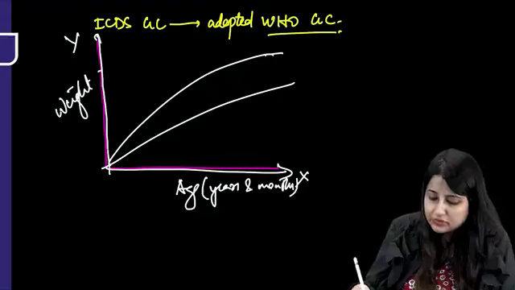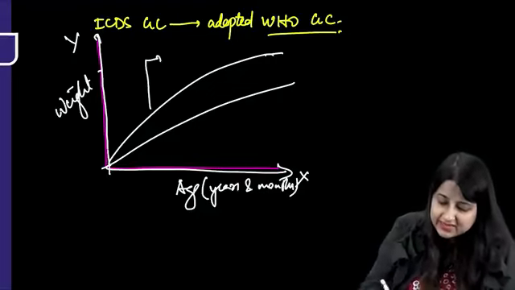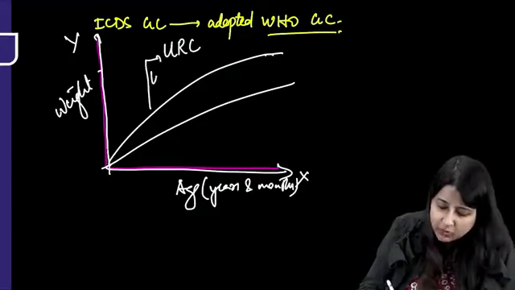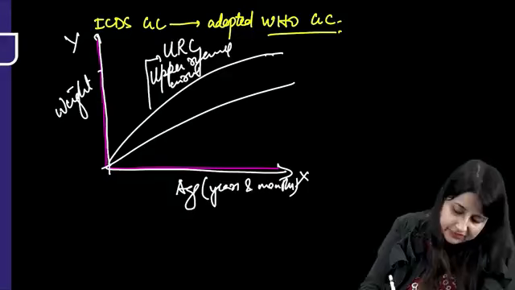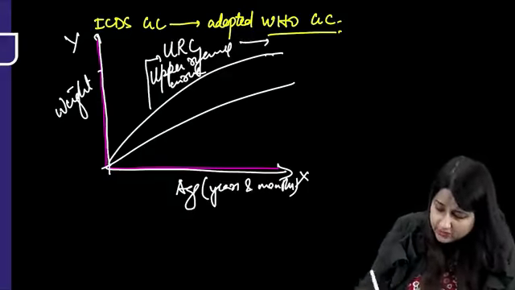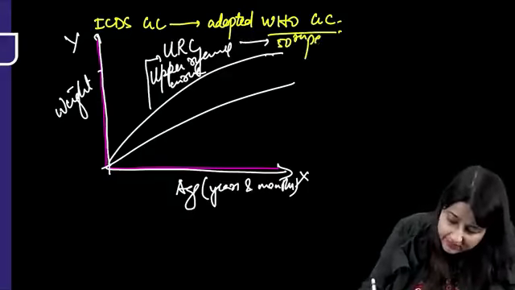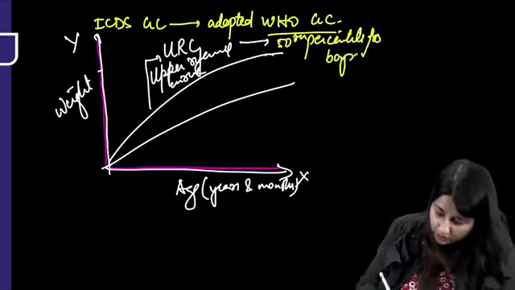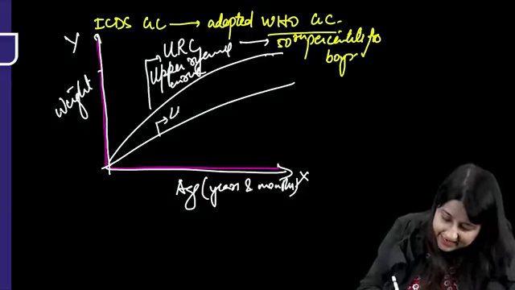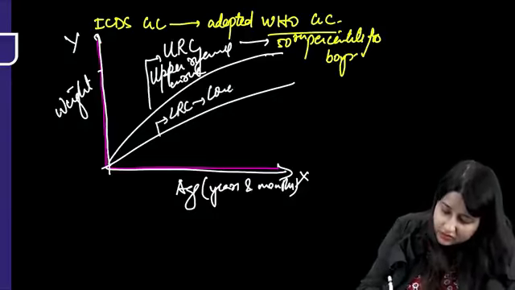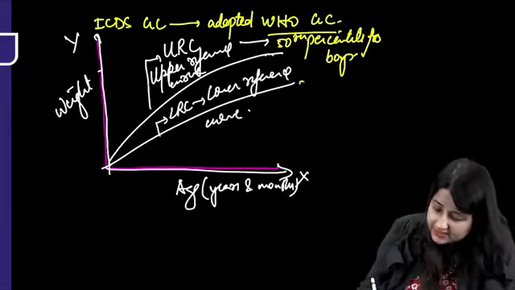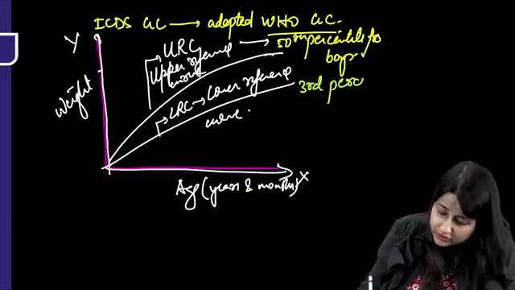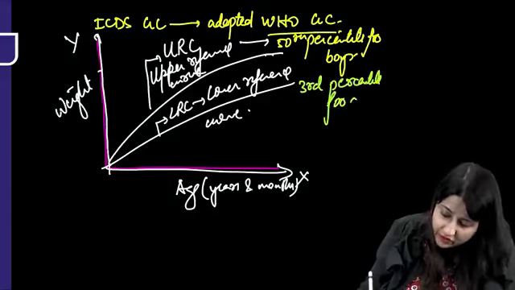So, in this WHO growth chart, it has 2 lines. This is the first line. We call it URC. What is URC? Upper reference curve. Okay, this corresponds to what? 50th percentile for boys. And this is the LRC. What is LRC? Lower reference curve. What does this correspond to? Always corresponds to 3rd percentile for girls.